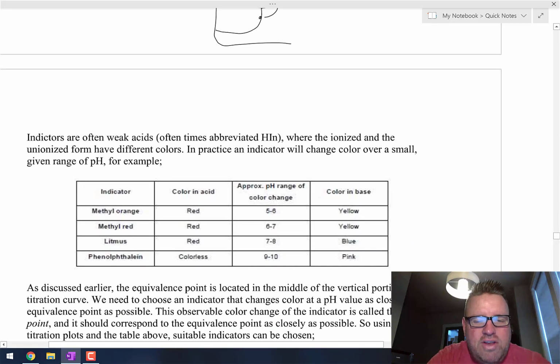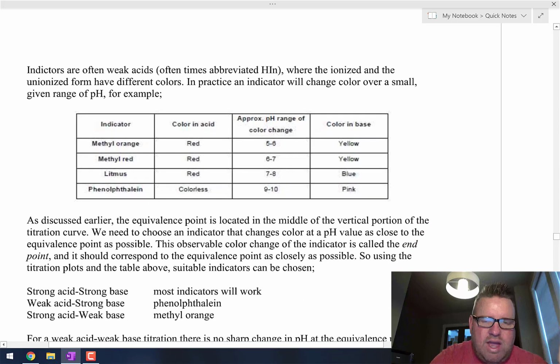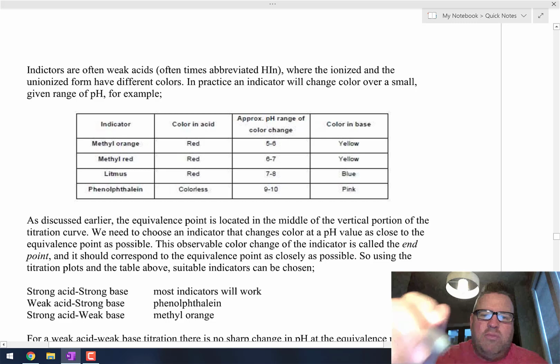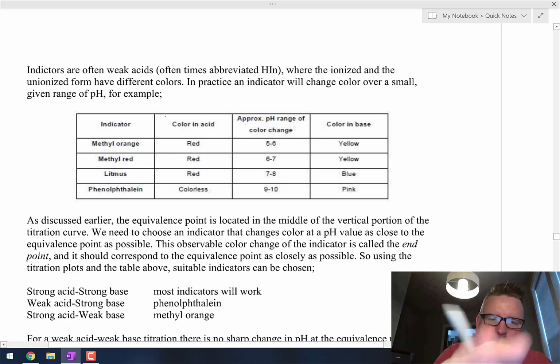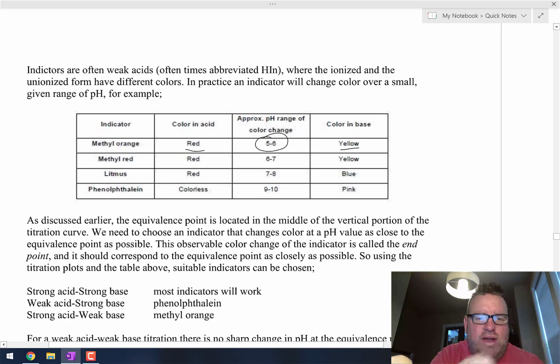Now there are different indicators that can be used, depending on what type of acid-base reaction you're doing. You might choose a different indicator. This is just the beginning of indicators. We're going to talk about them some more later on. For example, methyl orange is an indicator. You don't need to memorize this. They would give you a table. In the 5 to 6 range, when it's an acid, it's red, and when it's in a base, it's yellow. So the solution will change from red to yellow.